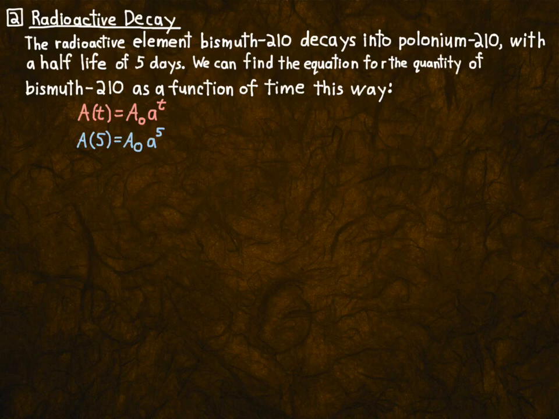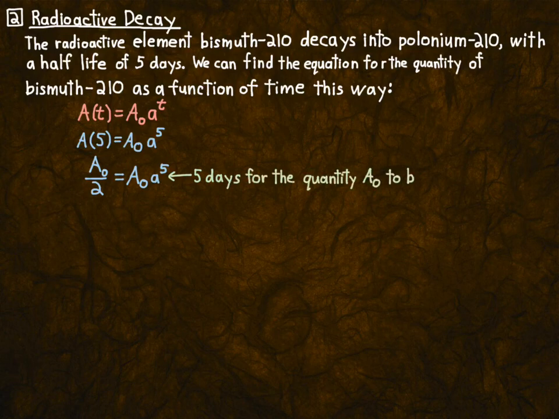And what does that mean? That means in 5 days you'll have half of your initial amount. So that equals 1/2 the initial amount. That's what the half-life does. After 5 days you have half as much. You start with A sub 0, you end up with A sub 0 over 2. So 5 days for the quantity A sub 0 to be reduced to A sub 0 over 2.